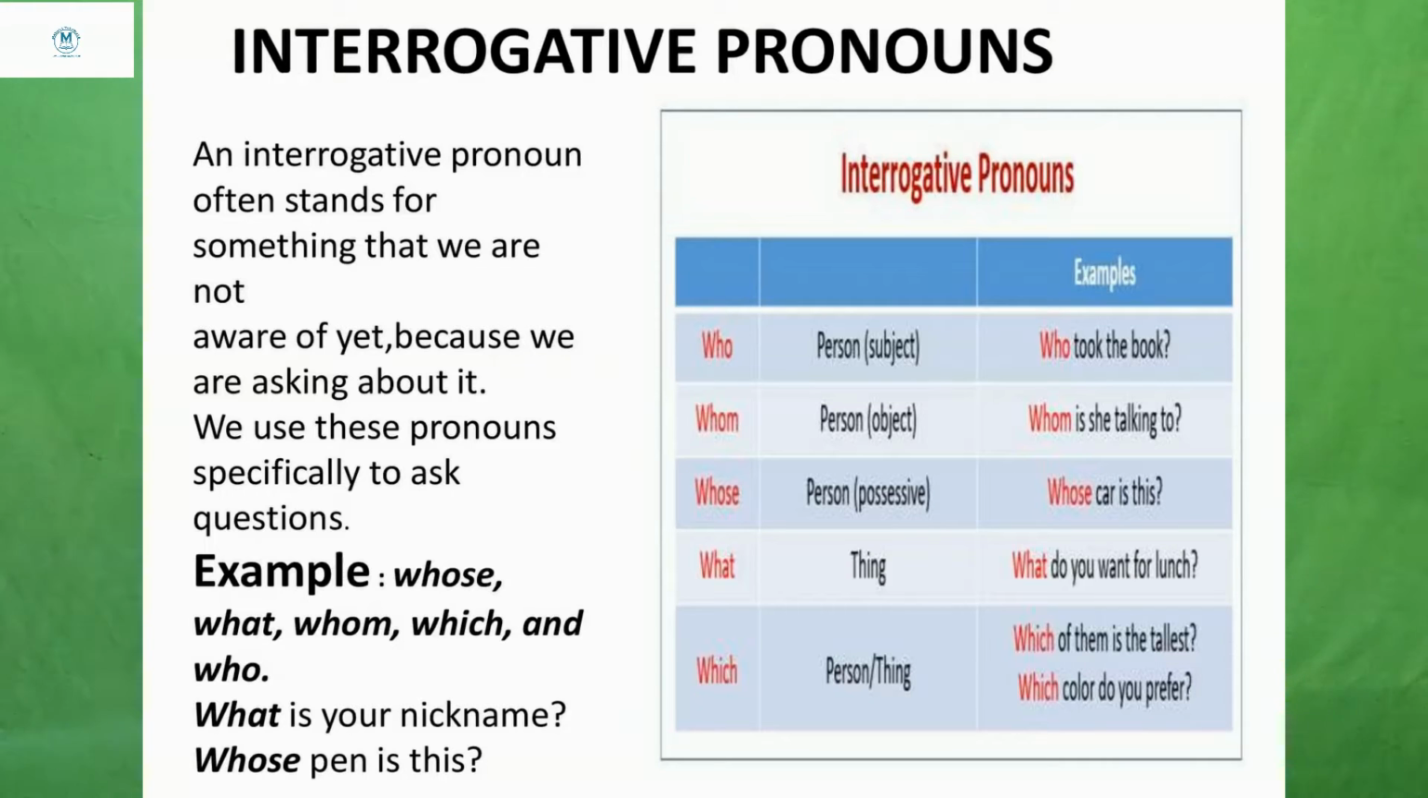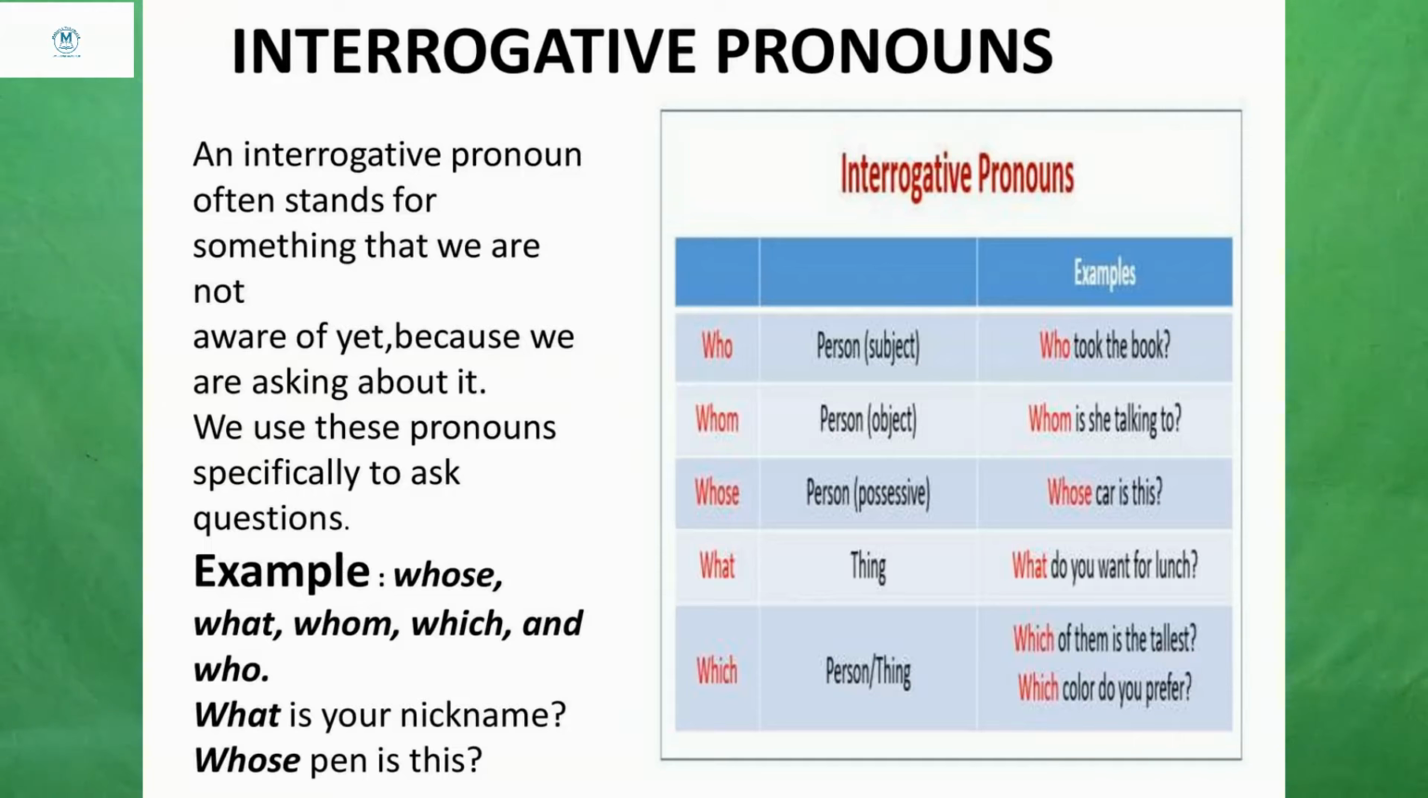An interrogative pronoun often stands for something that we are not aware of, because we are asking to know something regarding something. Then we use these interrogative pronouns. Examples of interrogative pronouns: whose, what, which, whom. These all are what? Interrogative pronouns.